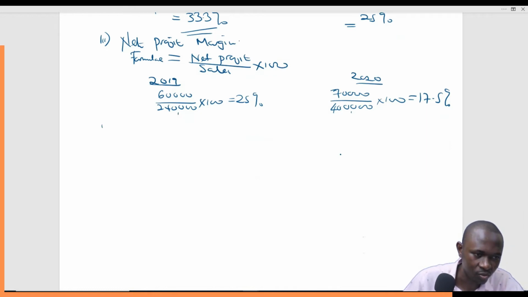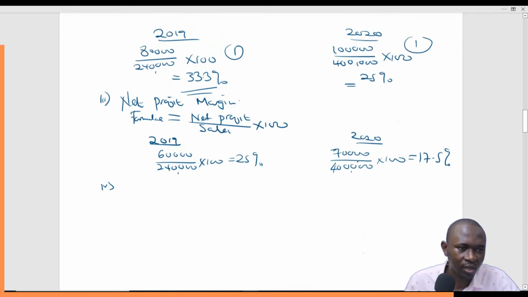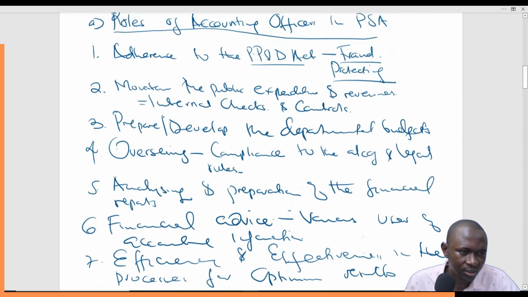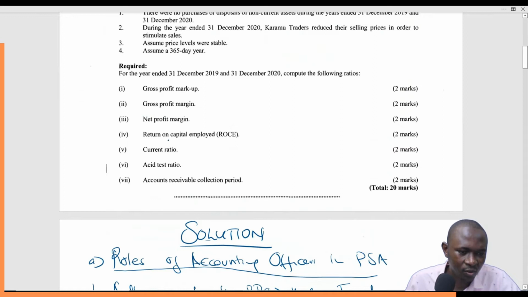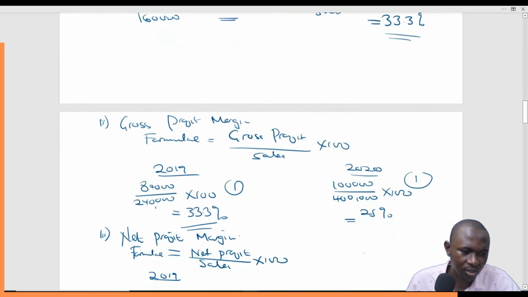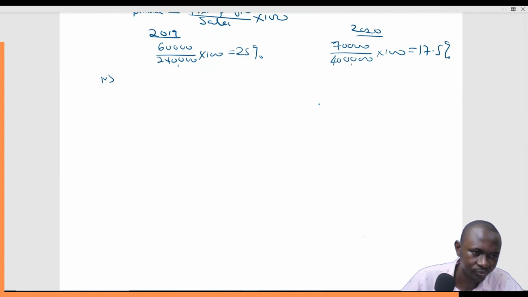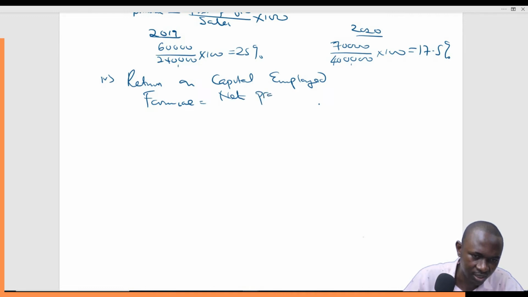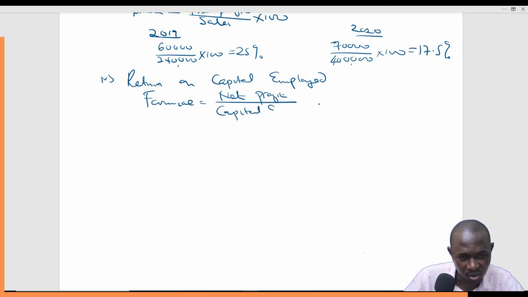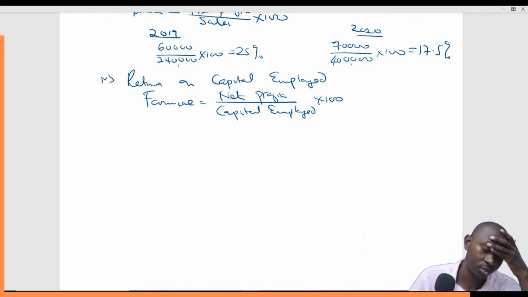That is number 4, Roman 4. What does Roman 4 have? Return on capital employed, ROCE. And as usual, our first step will be the formula. The formula is net profit over the capital employed times 100.